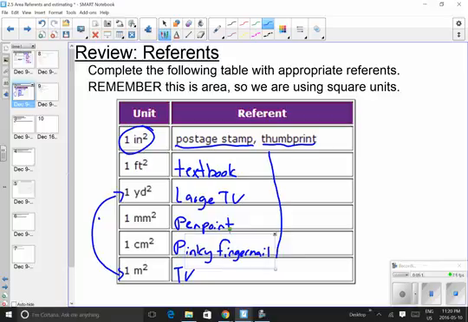Now remember, I want you to add one more of your own because you're going to remember ones that you came up with better. If you're questioning yourself, please ask me and I'll tell you if they make sense or not. All right, let's do a couple examples.